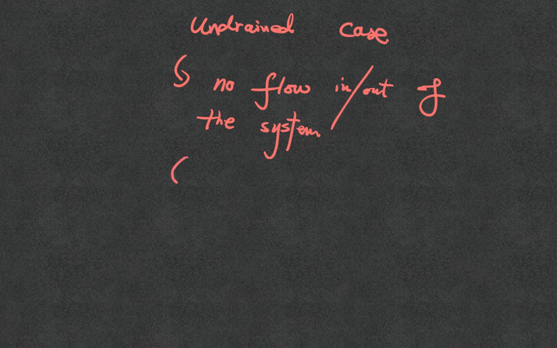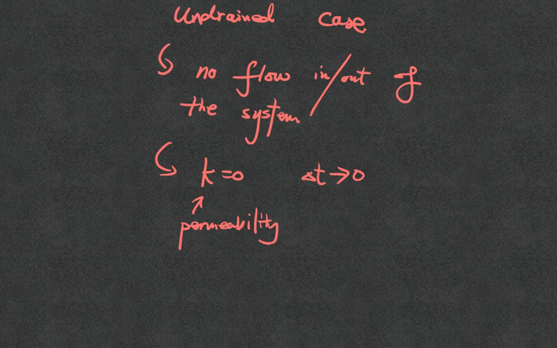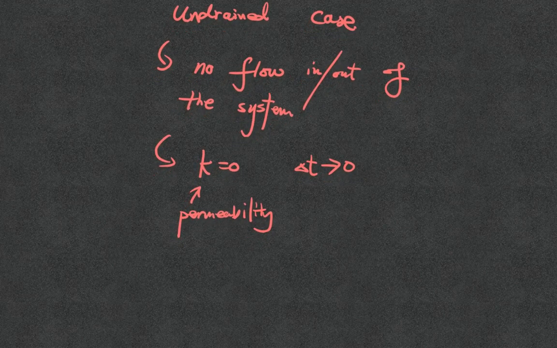So what it actually means is that either K, the permeability, goes to 0, that will give you an undrained case, or delta T is approaching 0. Does that make sense? Like in the consolidation problem, you suddenly apply a load at the very first step, the water hasn't diffused yet, so you have an undrained case in a very short period of time.